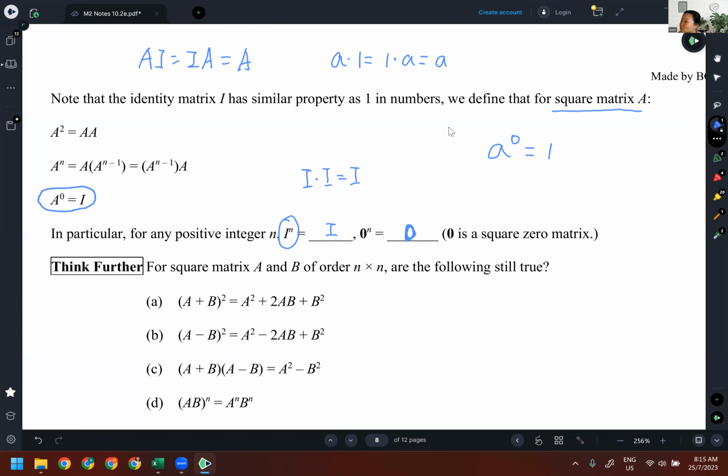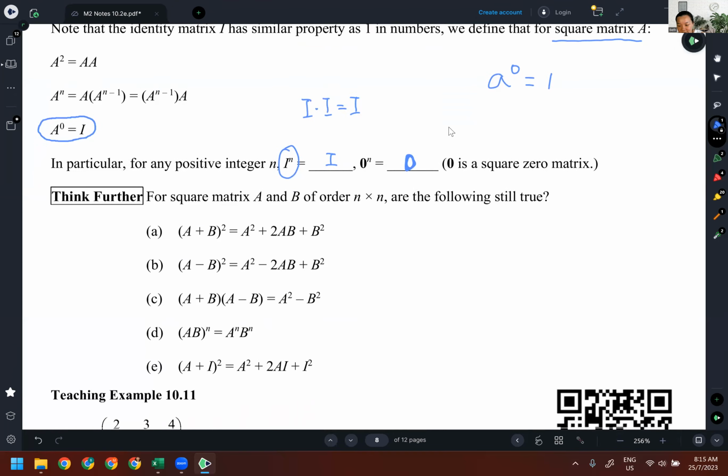So there are special matrices. From the first lesson, we know that there are special matrices. Now I acts like 1, and the 0 matrix acts like 0, but not exactly, because there are different zeros and different I's. Okay, think further.